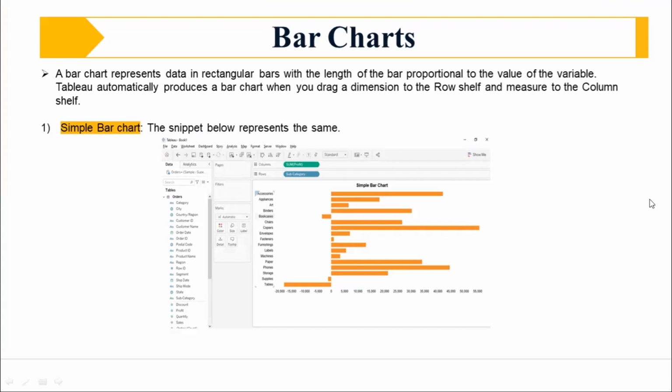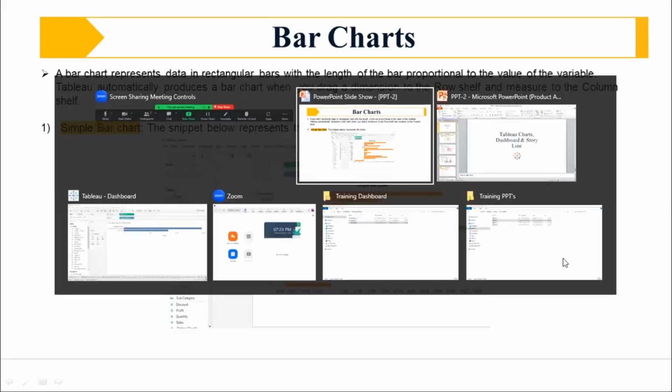Now, a bar chart is nothing but a rectangular representation with length, a proportion value and a variable. It produces a bar chart that you can create very simply by dragging and dropping the categories onto the rows and the columns, and you can simply prepare that bar chart along with it. So this is a kind of snippet. Let's see on Tableau how we can create a simple bar chart.